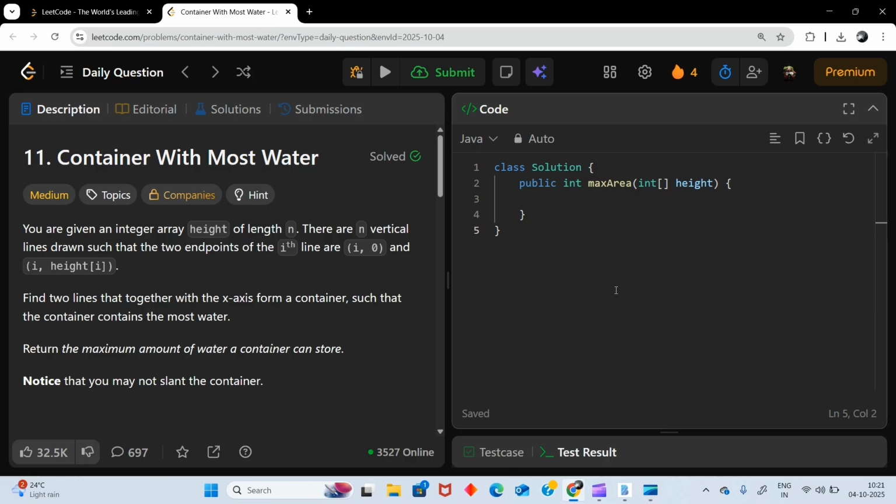Everyone, let's start solving today's LeetCode daily challenge question. So the question is Container With Most Water.